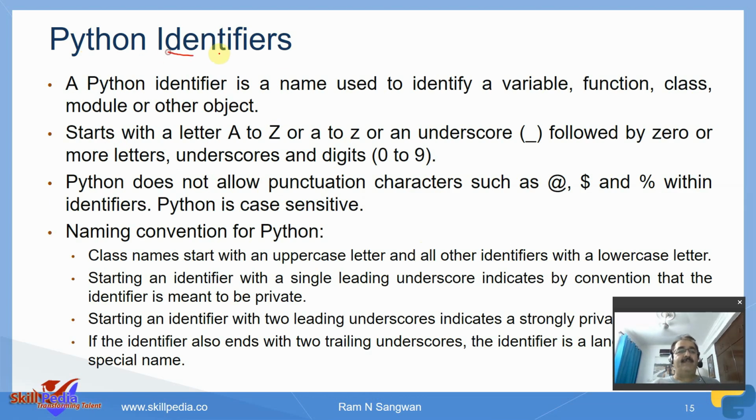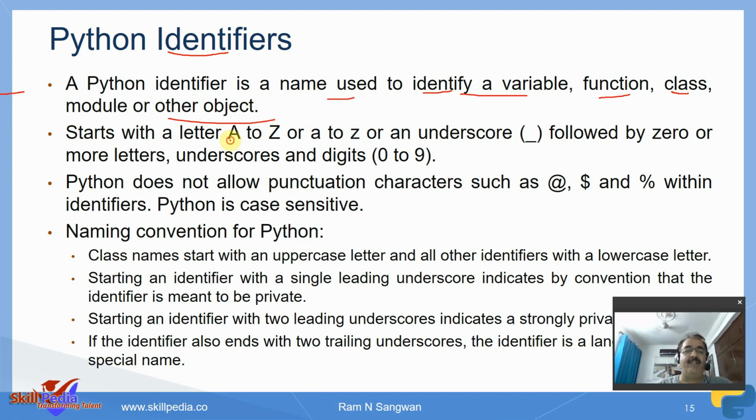Python identifiers. What is an identifier, by the way? An identifier is a name used to identify a variable, function, class, module, or object. In the simplest possible terms, an identifier is a name. You give a name to your variable, you give a name to your function, you give a name to your class. An identifier is any name.